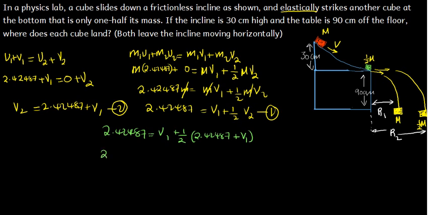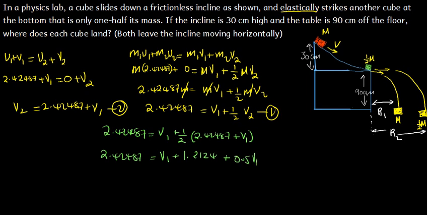So this will give us 2.42487 being equal to v1 plus, so we are going to multiply half by this number, or just divide that number by 2, and that is going to give us 1.2124 plus, this is 0.5, which is just a half multiplied by v1. That will be half v1, or we can say 0.5 v1.